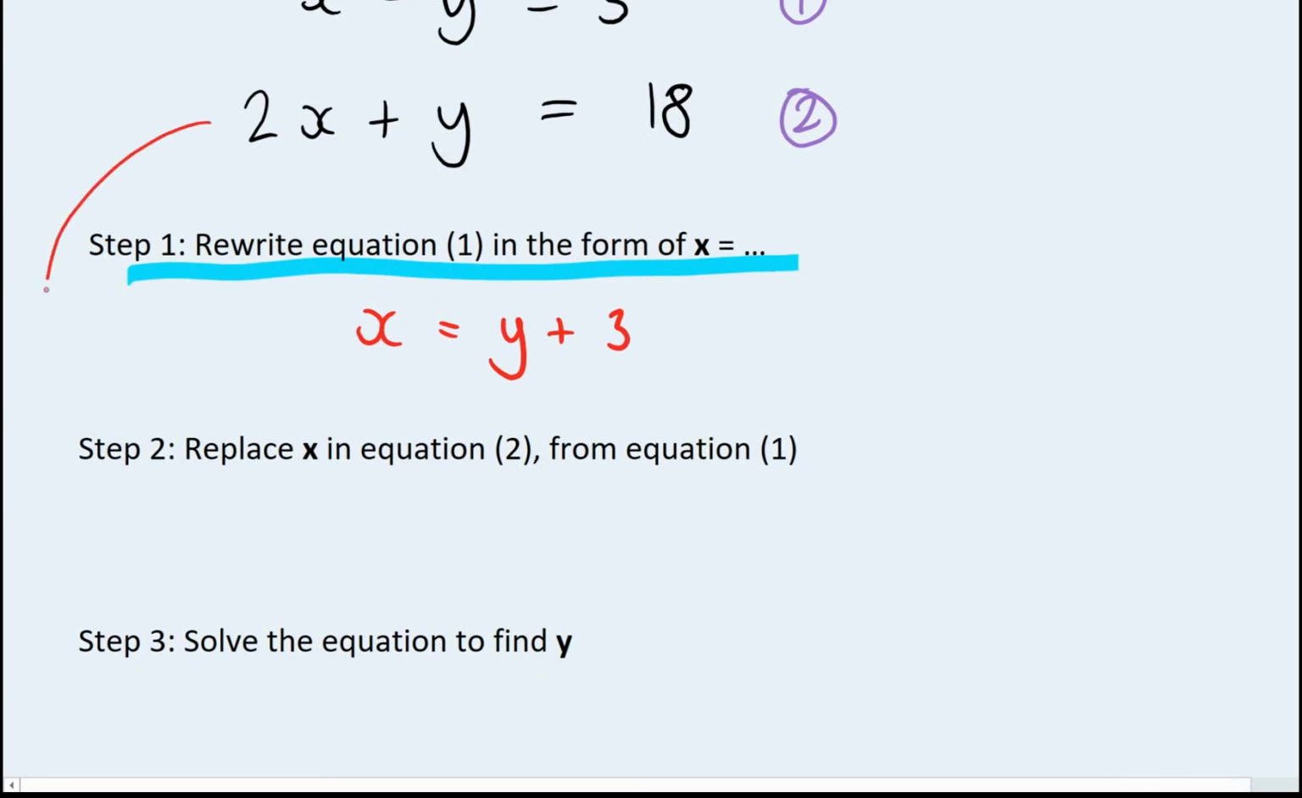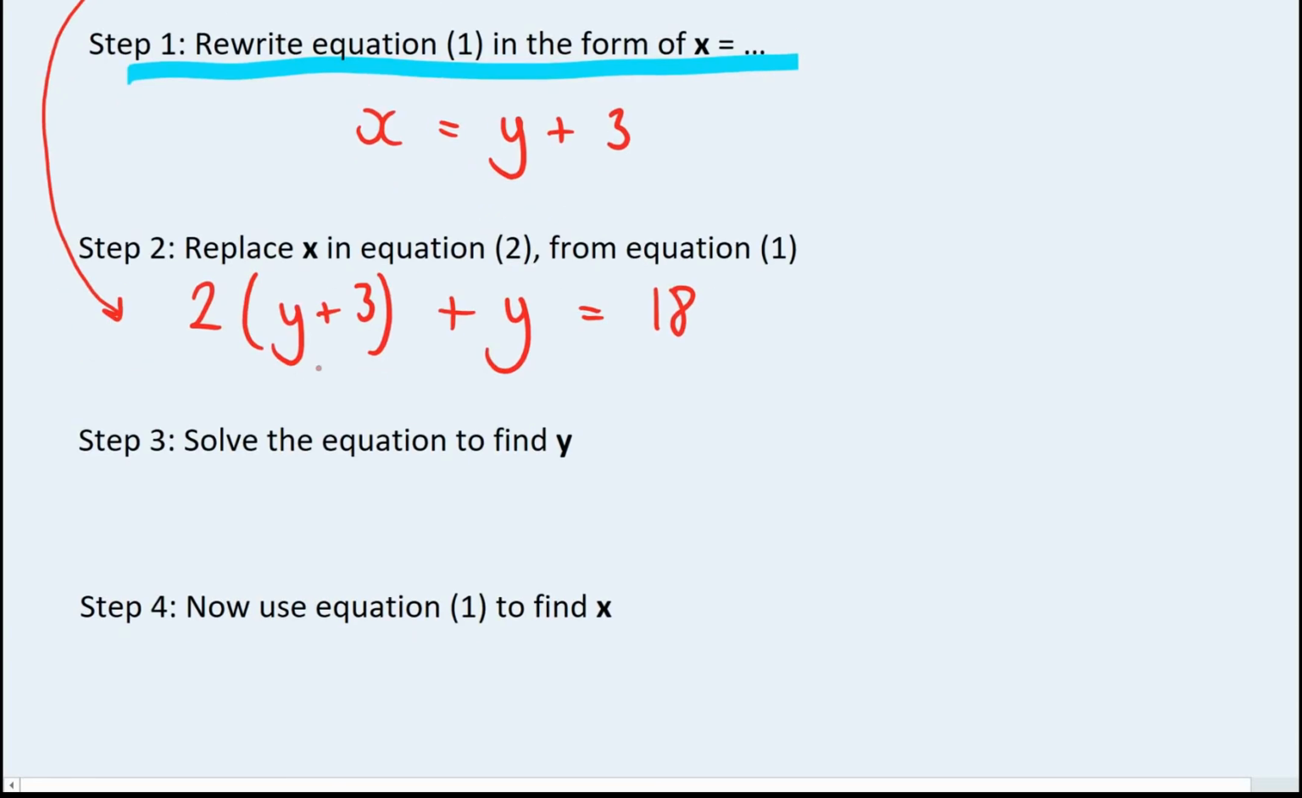I can now go to my second equation, and I want to replace x with what I know it to be. Here I've got 2x, which means I want to double all this stuff here. So to do that we use brackets. So 2 lots of x is the same as 2 lots of y plus 3, plus y equals 18. We now want to solve that. So first step, I need to expand this bracket. So I double y, which gives me 2y, and I double 3, which gives me 6.